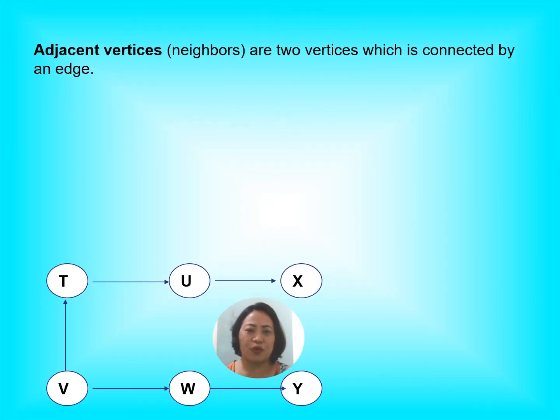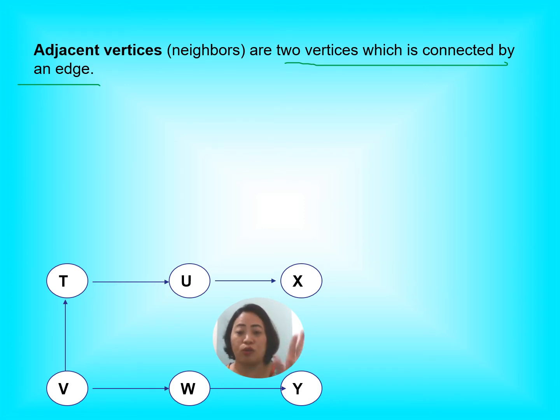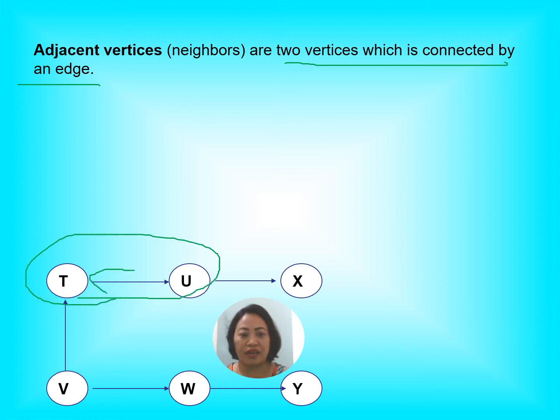All right. So let's define each term. Okay. So we have adjacent vertices. When we say adjacent vertices, there are two vertices which are connected by an edge. So that means we could have it called as the neighbor. Okay. So let's have adjacent vertices are T and U. Okay, they are connected by an edge. This one is their edge. Okay, so that is one.